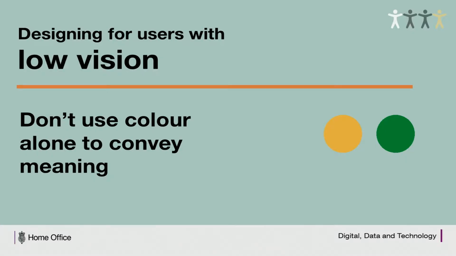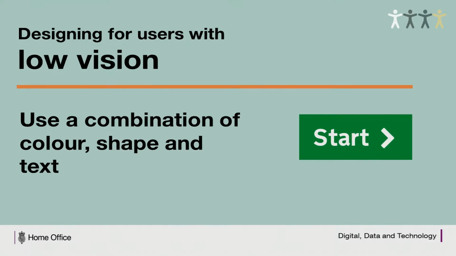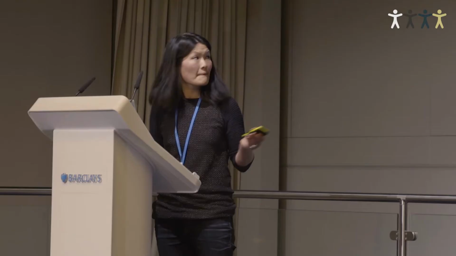Don't use color alone to convey meaning, because some users may not be able to distinguish colors easily. So use a combination of colors, shapes, and text. So the more visual cues you can provide, the better.